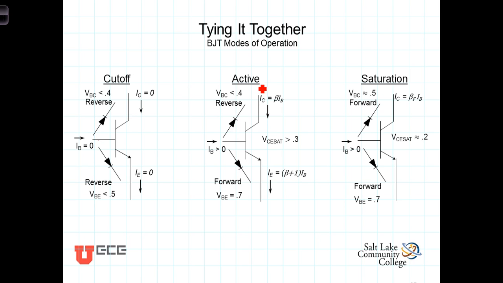But in the active region, the three currents, the collector, the base, and the emitter currents, are all of the form e to the VBE over VT, but they just have different scaling values. I sub C is equal to I sub S e to the VBE over VT.